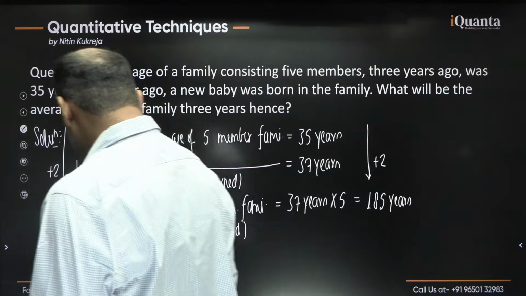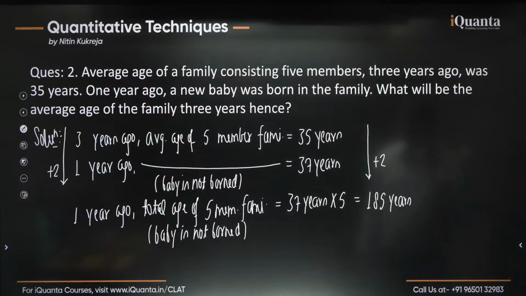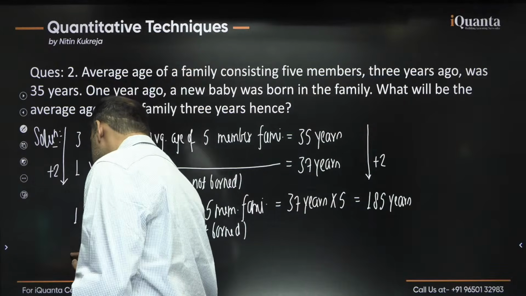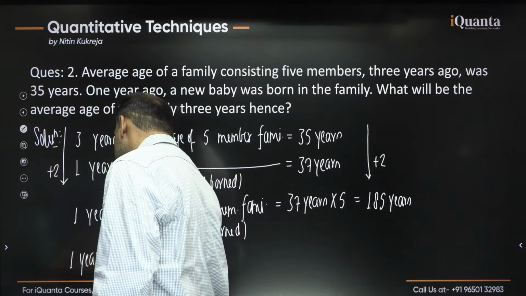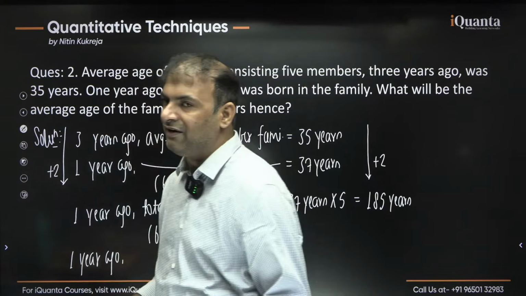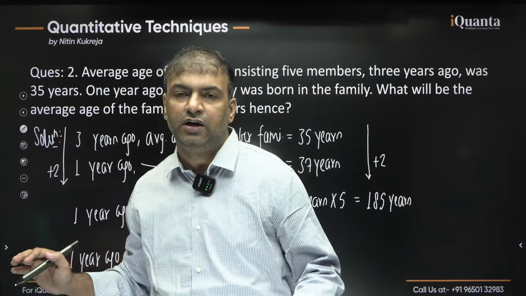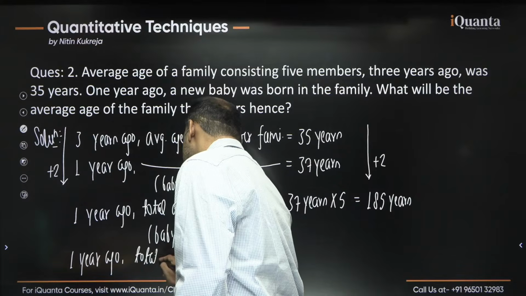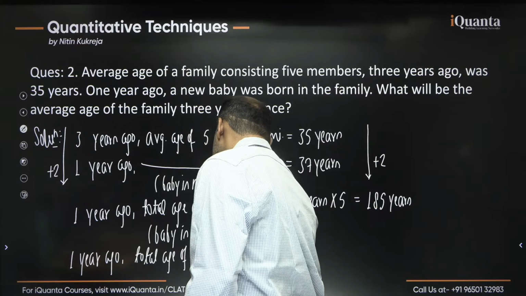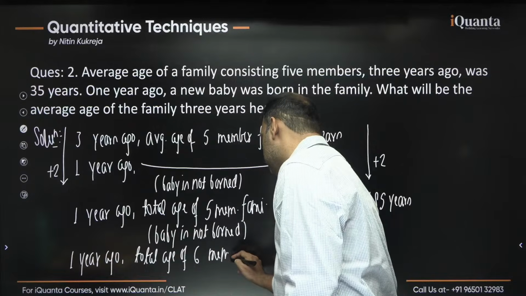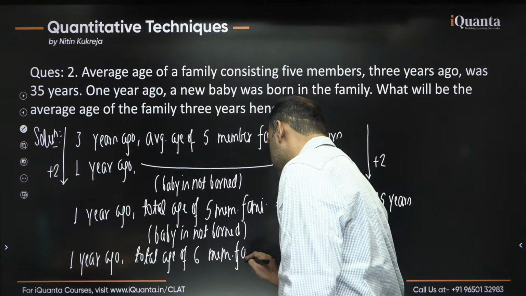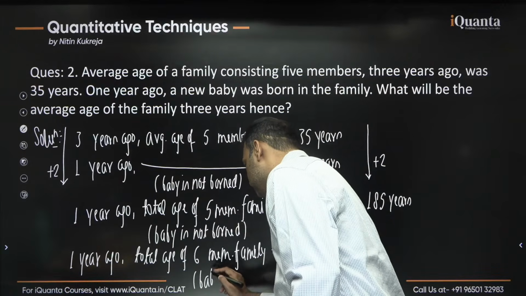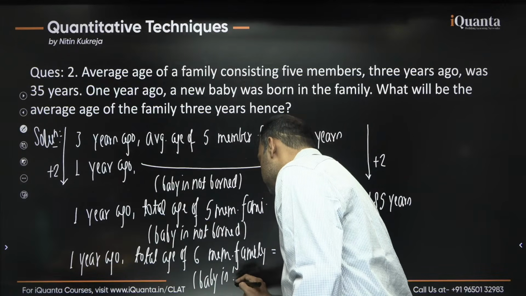Now guys, let's say one thing, okay? Now assume that the baby is finally born. So when the baby is born, we're going to have 6 members in the family, right? So the total age of now 6 members, because a baby is also included in a family, okay? 6 members family. And let me write that baby is born now, right? So guys, what will be the total age right now?